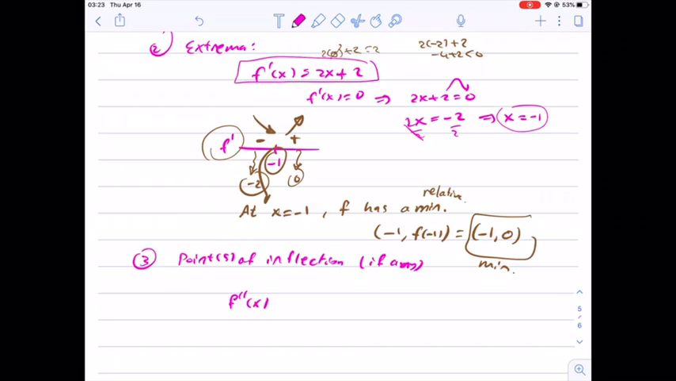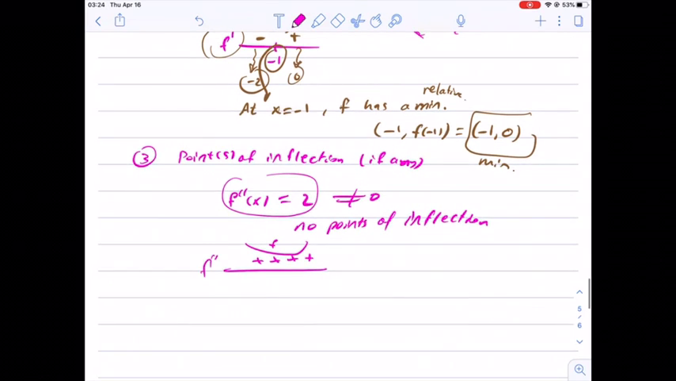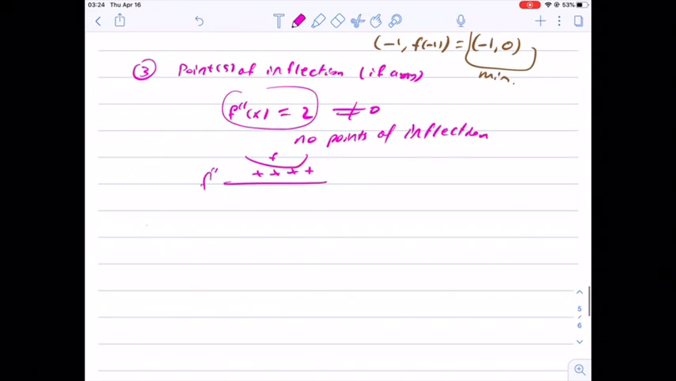That means we find the second derivative of the function. Second derivative means we find the derivative of the first derivative, and that's +2. This cannot be equal to 0, so there are no points of inflection. Because if we study the sign of the second derivative, it's always positive, because the second derivative is +2. It's always concave up. So the function does not change its concavity. So f is always concave up.